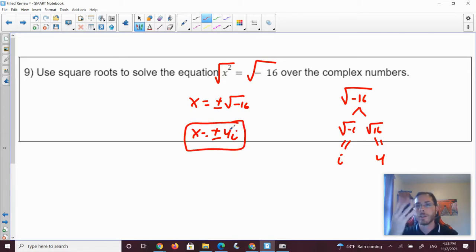And that's it. You're actually done at that point. So that's all we have to do to solve that one. If our square root gave us a decimal, again, we wouldn't want to write it as a decimal. We want to write it in simplest radical form.